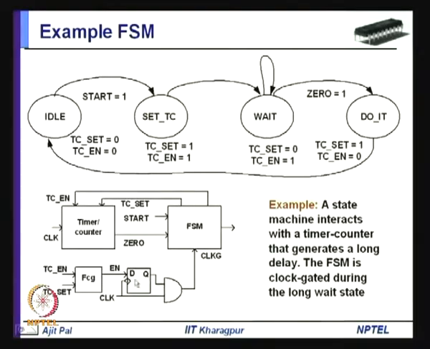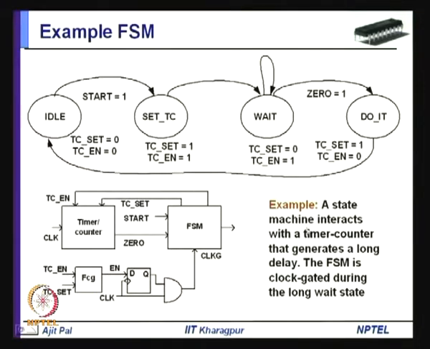You can see the clock gating signal is generated with the help of a hardware FCG, which identifies the condition, that means, when the TC set is 0 and TC enable is 1. That is why, with the help of TC enable and TC set, an enable signal is generated, and that is loaded into this clock gating hardware, and this clock is not applied to the FSM unless the enable signal comes here.